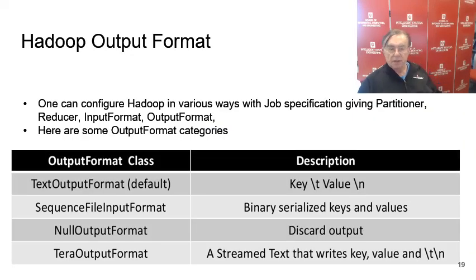There is an output format defined in Hadoop when you specify it. The usual output format is key value pairs, but there are some other ones for sequence files and no output, and also a streaming example. All right, so these are all things you specify when you run your Hadoop job. Okay, so that's the end of this section. Thank you.